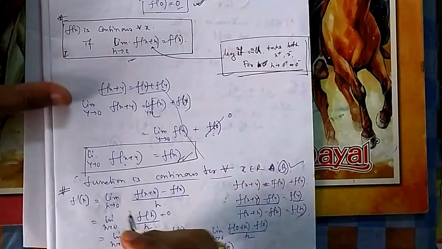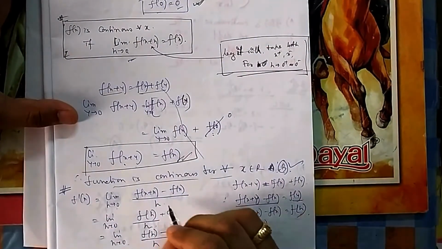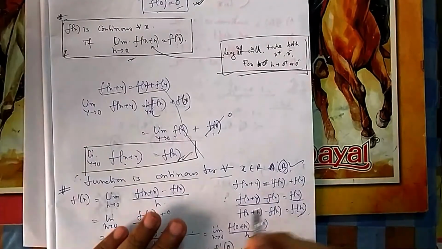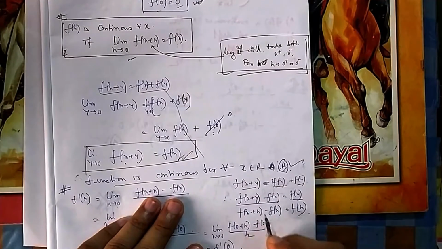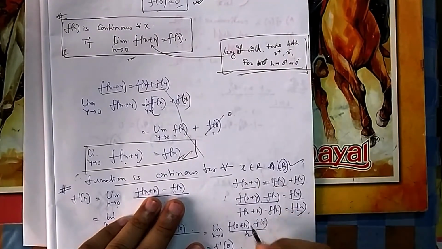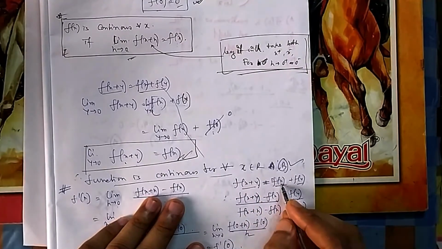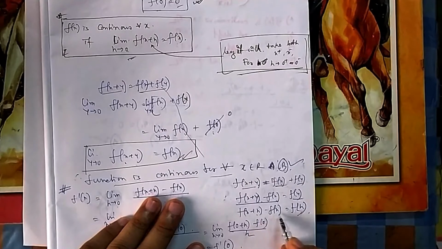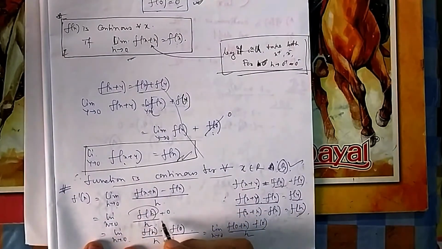To check differentiability, this is the definition of differentiability: limit h tends to 0 of f(x plus h) minus f(x) by h. Now what is f(x plus h) minus f(x)? f(x plus y) is equal to f(x) plus f(y), so f(x plus y) minus f(x) is equal to f(y). Here you can write h instead of y. So f(x plus h) minus f(x) is equal to f(h). So this entire thing will become f(h).